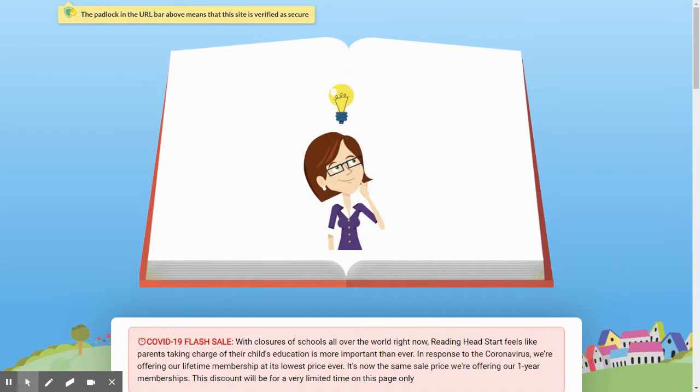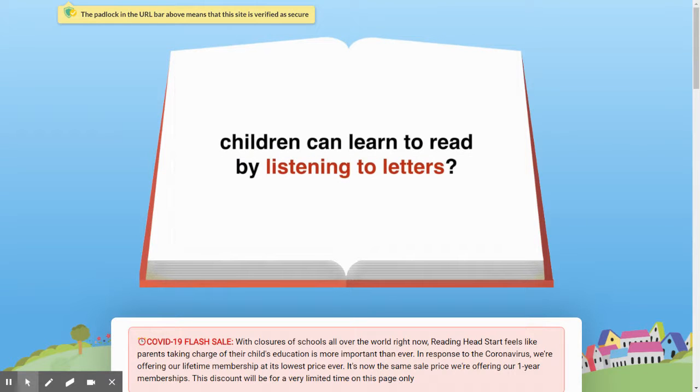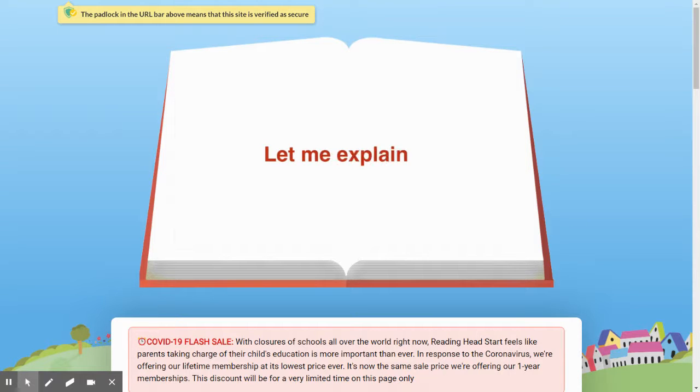It was after tirelessly digging up endless research on how babies naturally learn to speak that I'd actually stumbled upon the powerful reading solution I'm about to show you. I asked myself this question. Could it just be possible that if babies learn to speak from listening to words, children can learn to read by listening to letters? Let me explain.